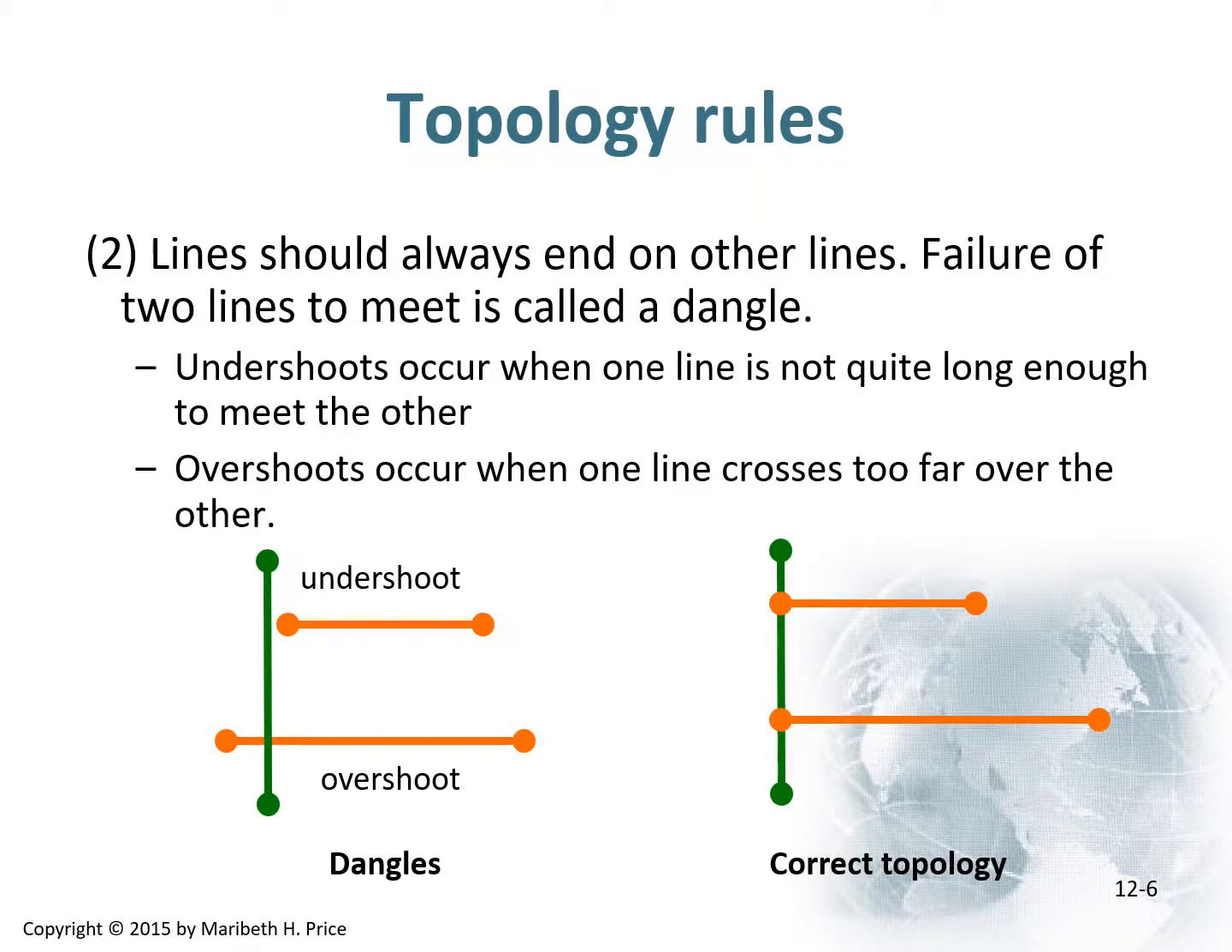Two lines should always end on other lines. Failure of two lines to meet is called a dangle. Undershoots occur when one line is not quite long enough. Overshoots when it goes past the mark when the topology is correct. Lines that are supposed to intersect like that.